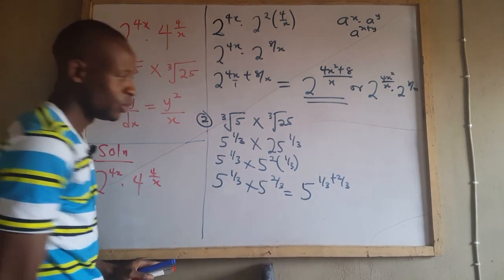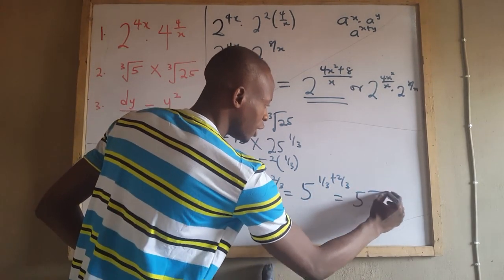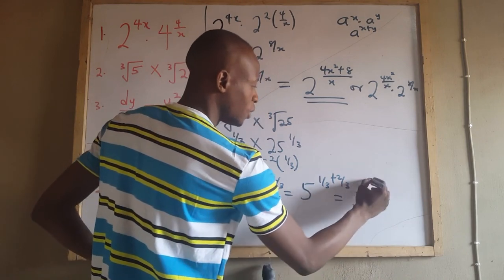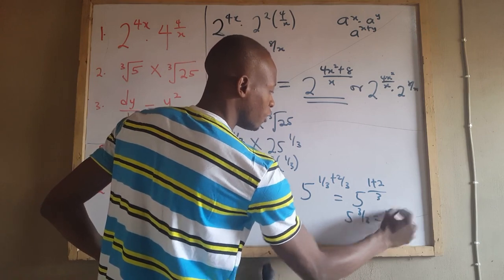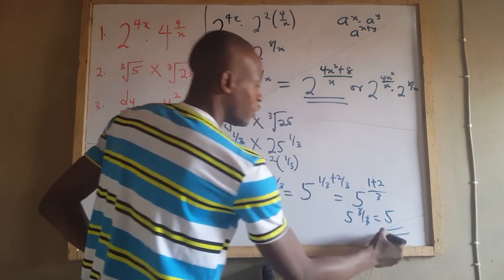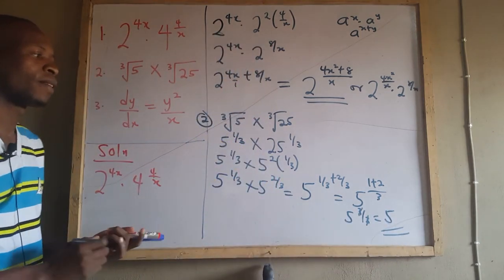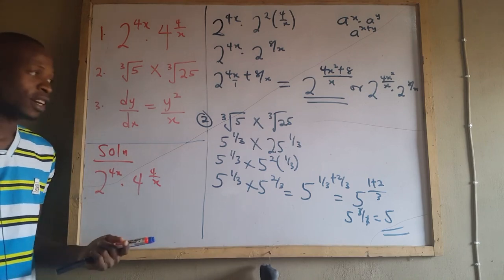Are we together? So therefore, the LCM again is 3. 3 divided by 3 is 1 times 1, that will give us 1 plus 2. That's 5 raised to power 3 over 3. That will give us 5, because the 3 here cancels the 3. So our final answer is simply what? 5. Hope that is clear.